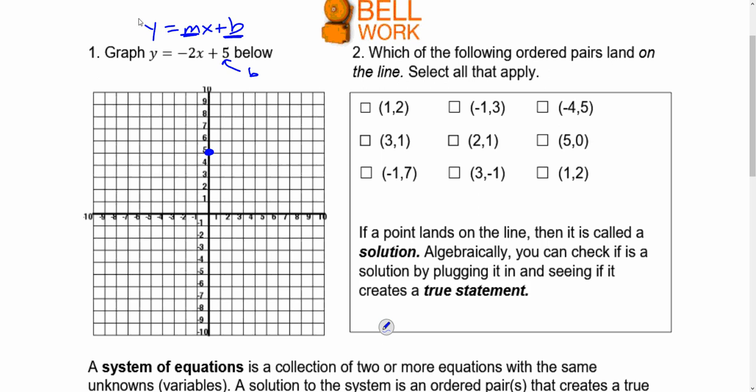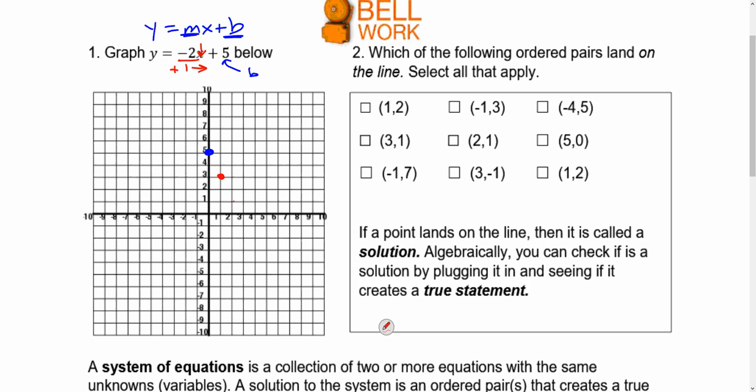The second thing we do is we use the slope. The slope is located right here in the front of the x, and I like to make it a fraction. The signs of each number determine the direction that you have to move. So if the top number is a negative, that means to move down. If the bottom number is a positive, that means to move to the right. So from this dot, we have to go down 2 and then right 1.